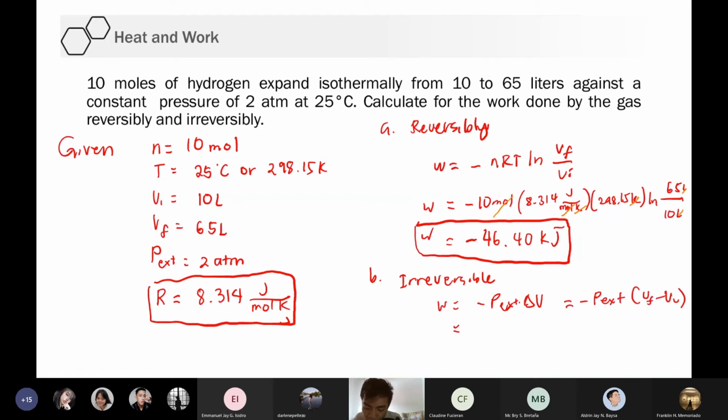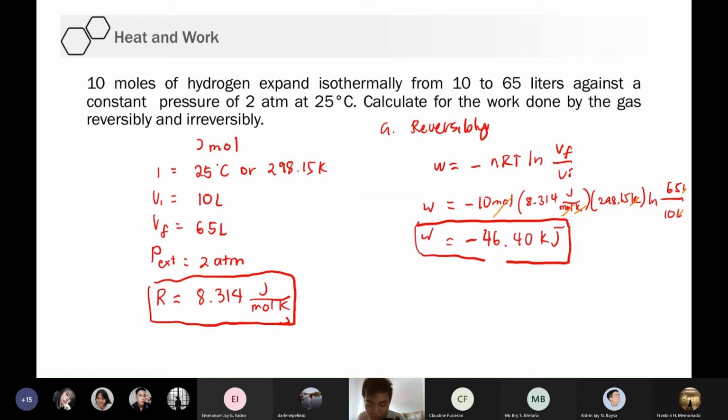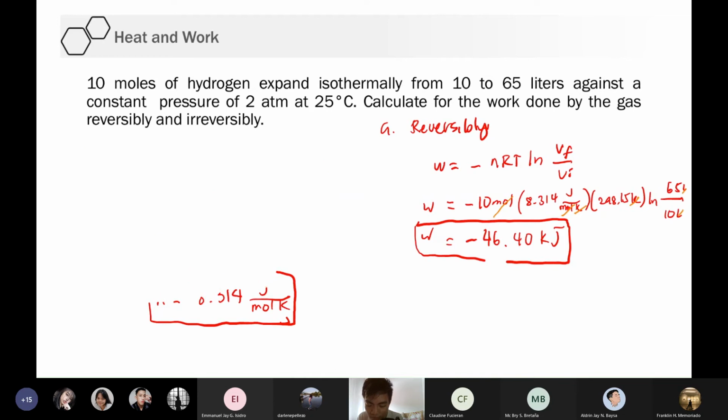So what's P external? That's 2 atm times... Teka lang, kulang ako ng space. Pero tama yun ha. Kulang lang ako ng space. Burahin ko na lang to. Ayan. So, irreversible tayo.